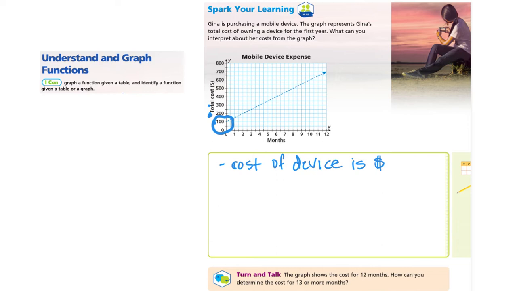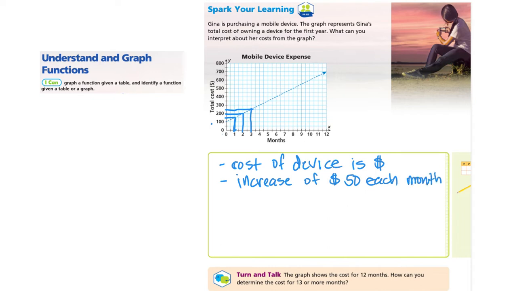And then also, just a minute, I'm going to erase some of this. So that's kind of messy there. We can go back and see that the $100 is the cost for the device. But then also, let's look at one. So that's at zero. But if we look at one, that lines up right in between 100 and 200. So that's an increase of $50. And if we look again at two, that goes to 200. Three goes to 250 after 3 months. So it's an increase of $50 each month.